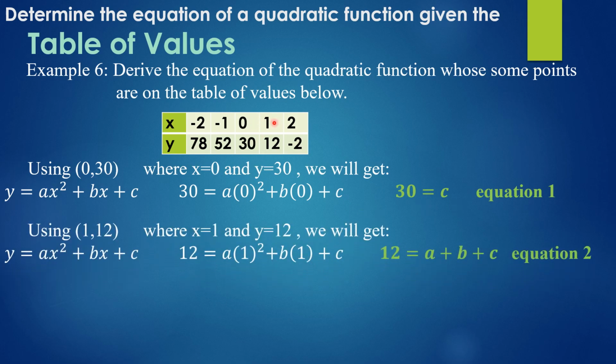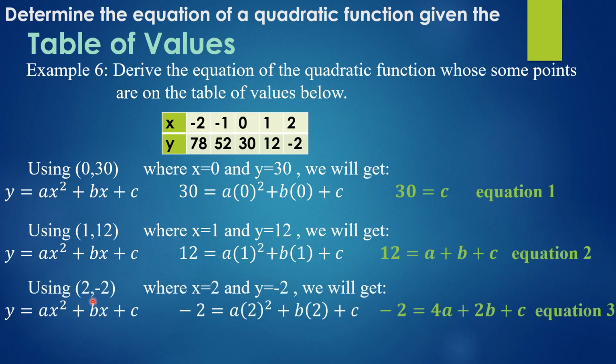Let us use (1, 12) where x is 1 and y is 12. Substitute these values to the equation and we will get 12 is equal to a times the square of 1 plus b times 1 plus c. So the second equation is 12 is equal to a plus b plus c.